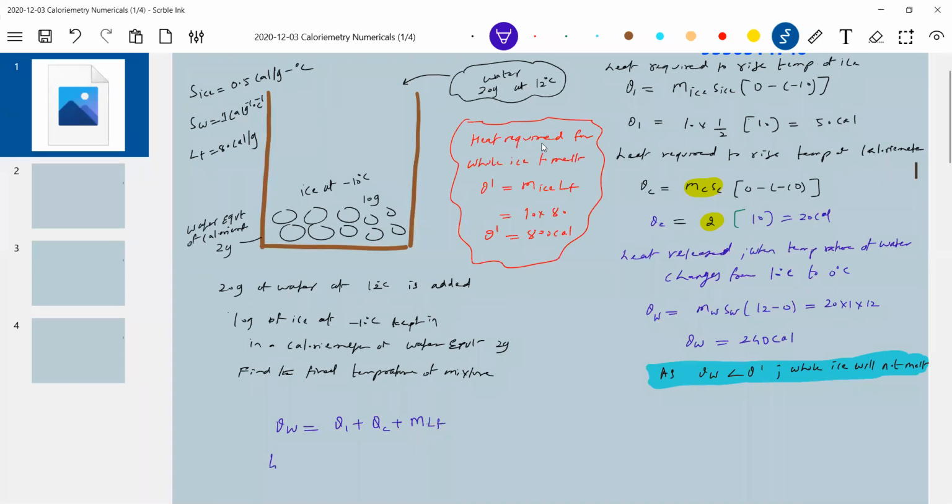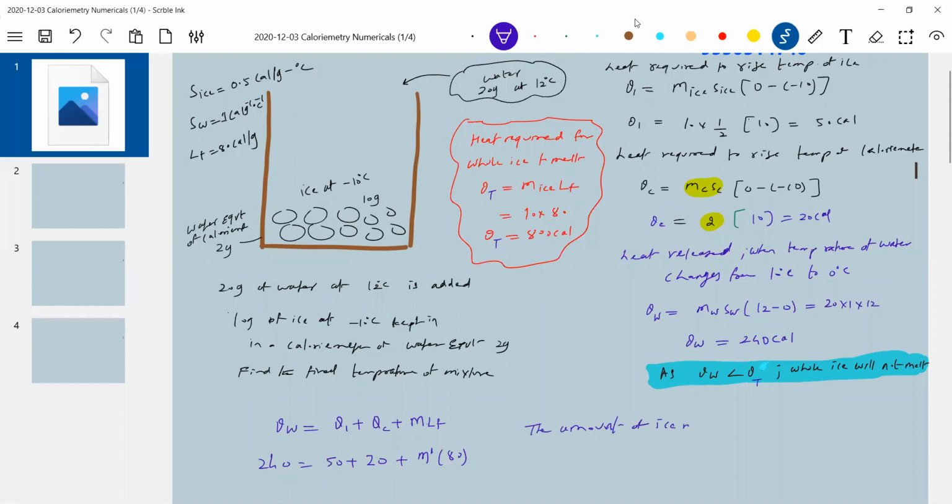So QW, we know it. How much? 240. Q1, 50. This is how much? 20. Plus, we don't know the amount of ice that will melt. QT, I'll write the total. Here I'll put it as M dash. This will be LF. What is LF? 80. Anybody, the value of M dash? 2.125.